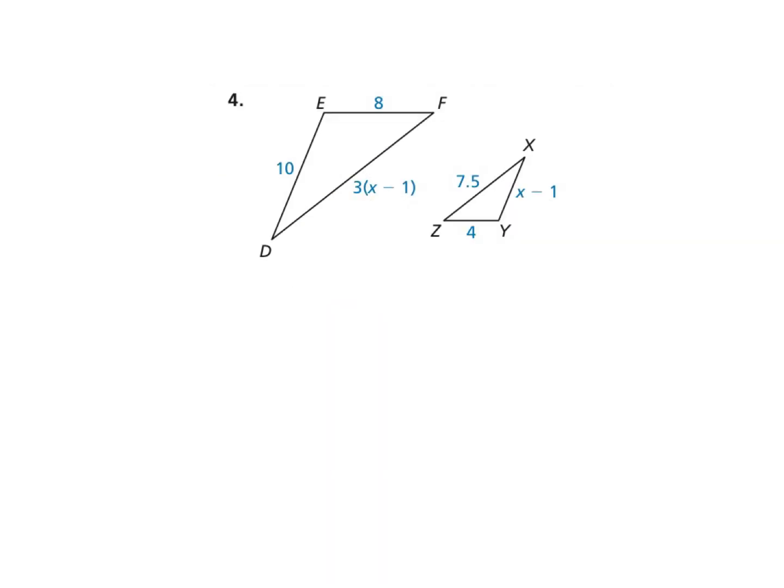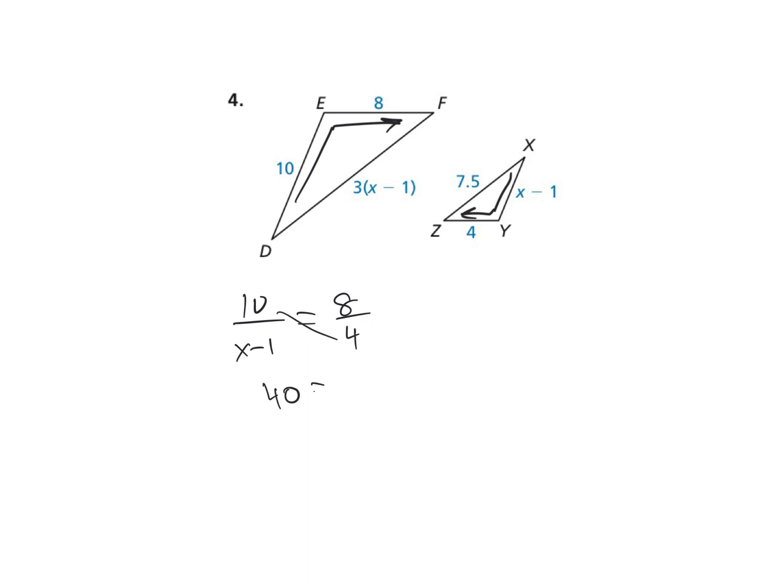All right. Same thing here. D, E, F, and X, Y, Z. That's important to note, the order. So DE is 10. That's the same thing as XY, which is x minus 1. And then we can do EF, which is 8, and that's the same as YZ, which is 4.